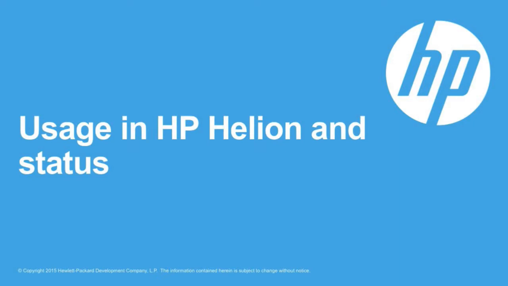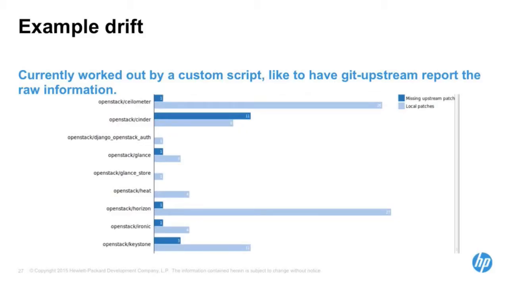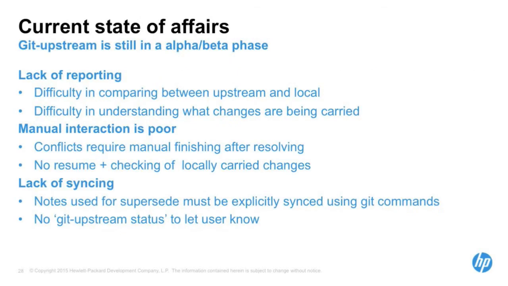So usage in HP Helion: we have a little bit of a drift. We do keep an eye on this. Those patches will appear upstream from all those projects. There's a whole host of them. We're trying to keep track of these. I think most of them are just backports of bug fixes that have come from upstream. I do need some help. Please help with Git-upstream. There are some difficulties in it. It's got some warts.